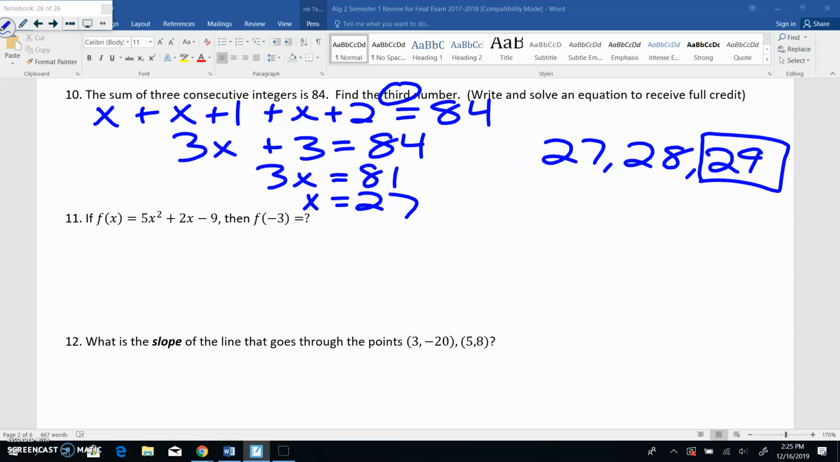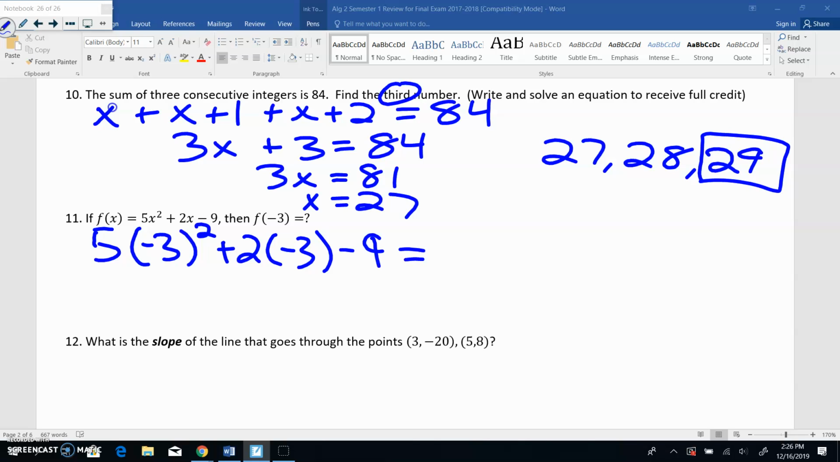Let's keep moving as quickly as we can here. It's just a plug-in problem. It says, what is f of negative 3? All it wants you to do is plug in negative 3 where you see x. You're going to go to a calculator and type it in. There's nothing more to this problem than that. If I do this, I believe I end up with 30 as my answer. It wasn't really anything crazy.